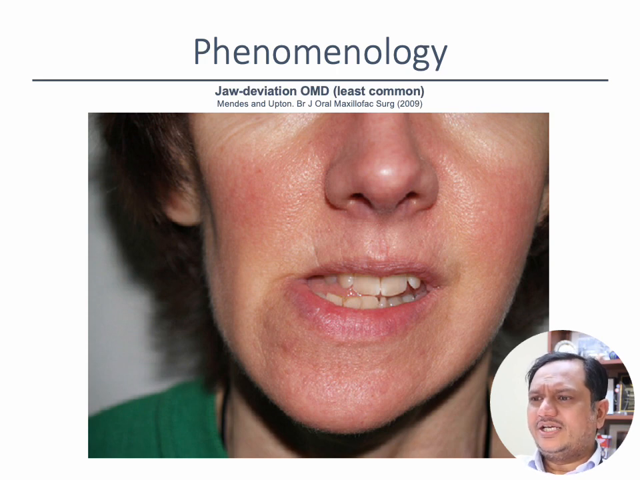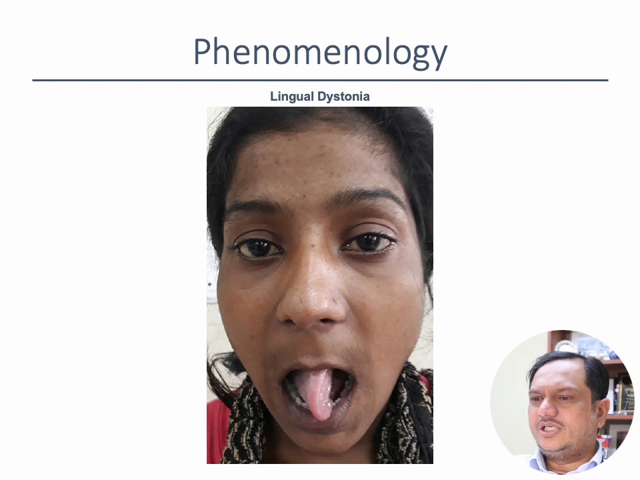This is a jaw deviation. You can see that there's misalignment. The midline of the lower jaw is to the right of the patient as compared to the midline of the upper lip or upper jaw. And then here's a tongue dystonia with some tongue twisting involved, causing a lingual dystonia. And there can be combinations of the above.